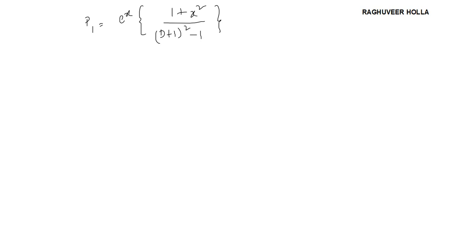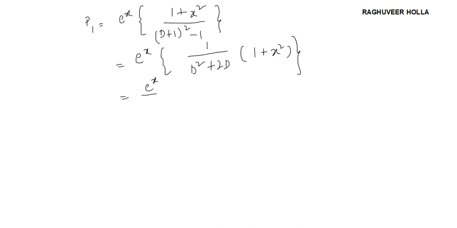Now when we expand (D plus 1) whole square and simplify that, I arrive at this, and the denominator will be D square plus 2D, multiplied by 1 plus x square, close the brackets. Now if I take D outside and 2 also outside, I'll have e to the power of x divided by 2, multiplied by 1 by D, and in the denominator we have 1 plus D by 2, and it is multiplied by 1 plus x squared.